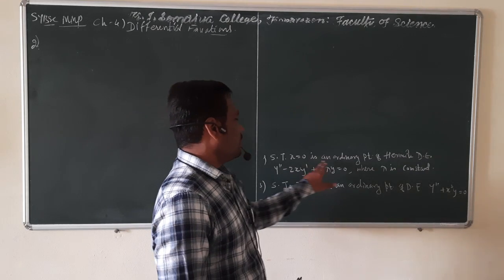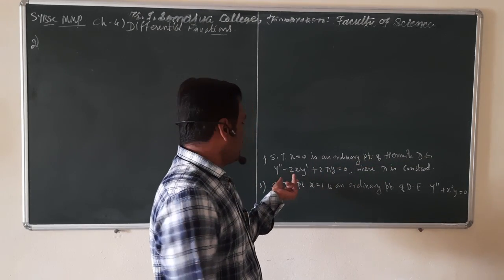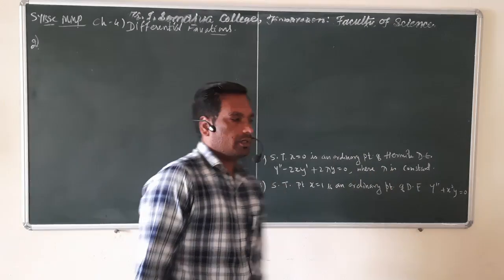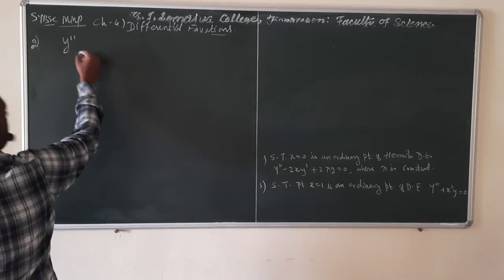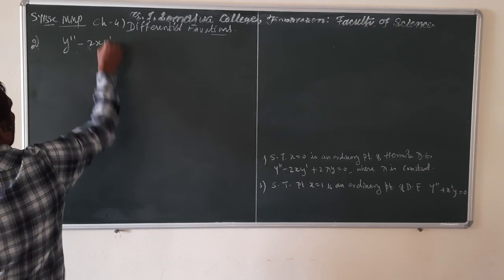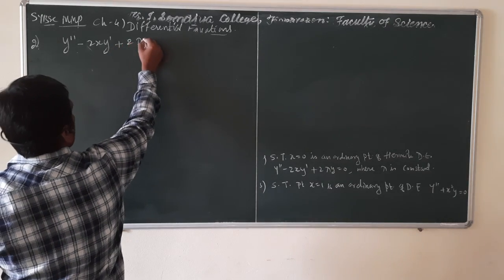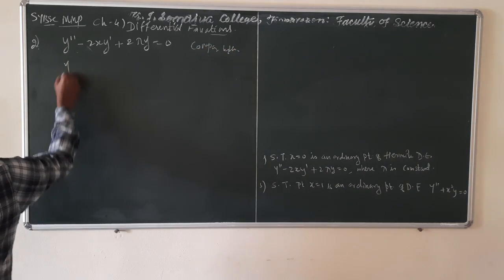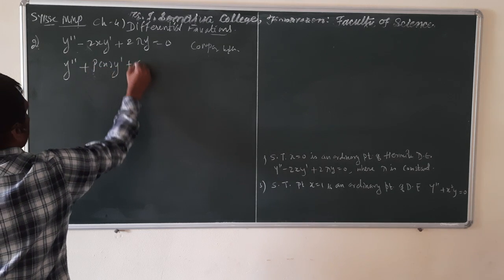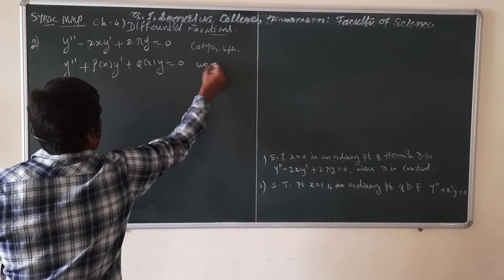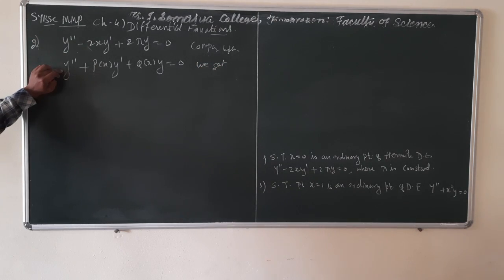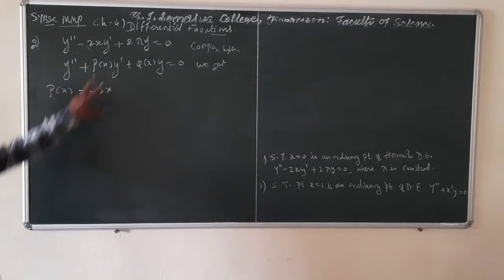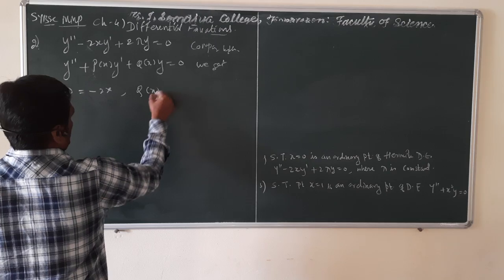See, what is problem number 2? Show that x is equal to 0 is an ordinary point of the Hermite differential equation, which is given as y double dash minus 2x y dash plus 2 lambda y is equal to 0, where lambda is constant. Now comparing with the standard differential equation, which is y double dash plus p of x y dash plus q of x y is equal to 0, we get p of x is equal to minus 2x, and q of x is equal to 2 lambda.